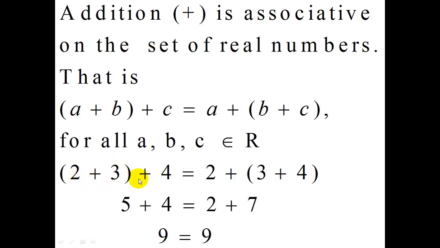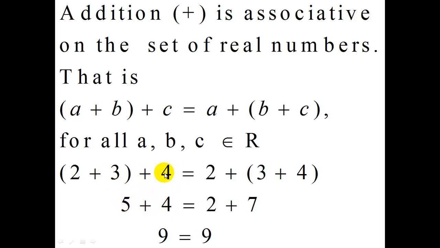giving (2 + 3) + 4 is equal to 2 + (3 + 4). Please check the position of the bracket at the left hand side and at the right hand side. Now the bracket first, let's solve. We are now solving the bracket first. So 2 plus 3 equals 5. So we have 5 plus 4.